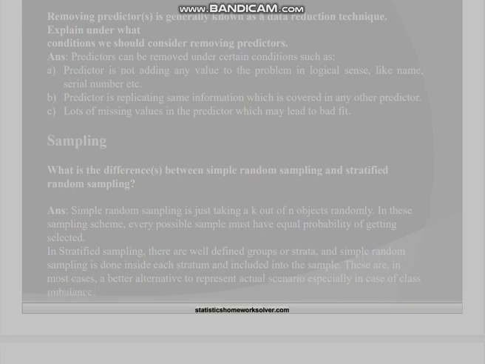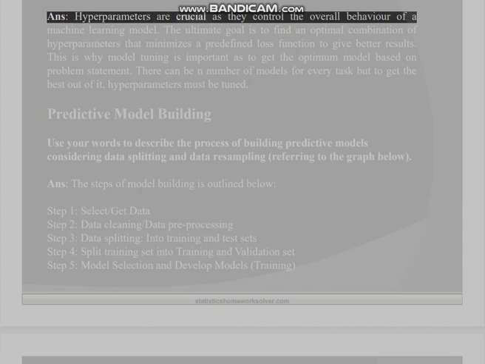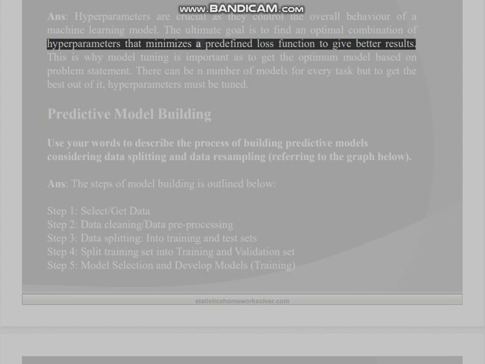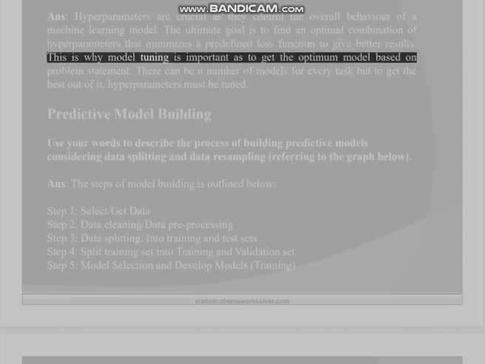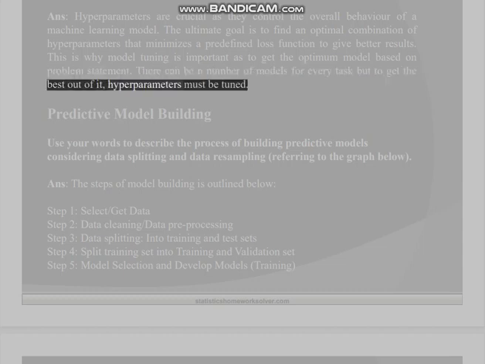Why is model tuning necessary for predictive modeling? Answer: Hyperparameters are crucial as they control the overall behavior of a machine learning model. The ultimate goal is to find an optimal combination of hyperparameters that minimizes a predefined loss function to give better results. This is why model tuning is important, to get the optimum model based on the problem statement. There can be n number of models for every task, but to get the best out of it, hyperparameters must be tuned.